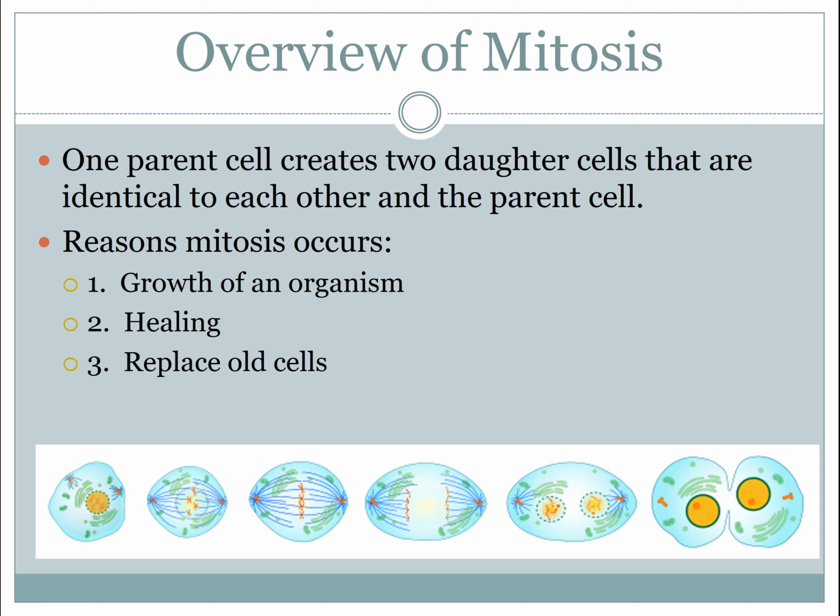Reasons that mitosis occurs. So when is this happening in your body? First of all, anytime an organism is growing, the cells don't just get bigger, they divide and there are more and more and more cells. So anytime an organism is growing, it's going through mitosis. If there's healing taking place, that means if you got a cut and after the scab forms, you need to replace and reform some of those skin cells. So that healing process, the creation of a scar, all of those require mitosis.